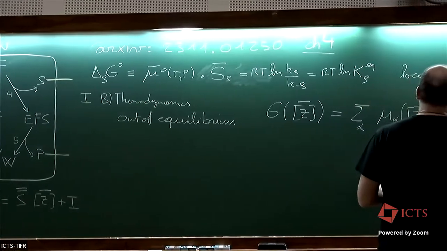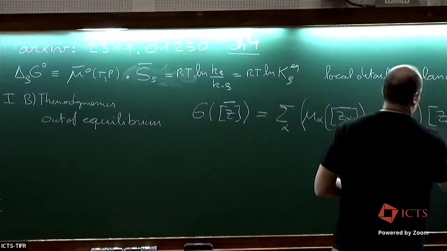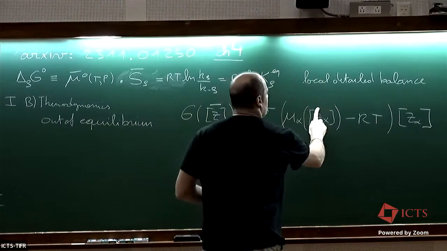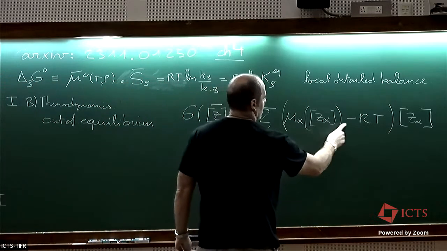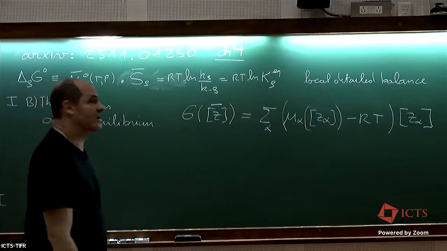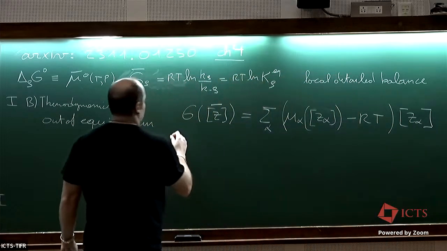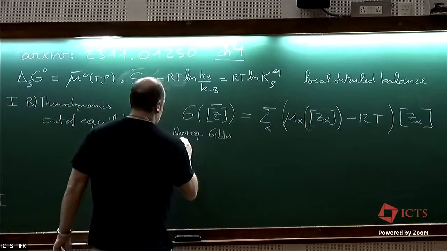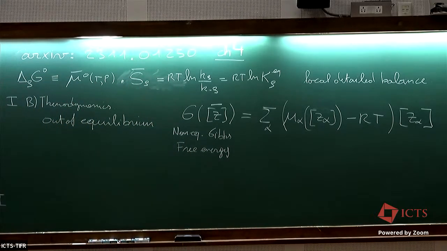This is the dependence minus RT times the concentration of Z. Okay, yeah, this is not a vector anymore. So this is what we got yesterday, but with Z eq, okay? And now I write it for any Z. And I'm saying this is my non-equilibrium Gibbs free energy. And we will rationalize this now. I already know that when Z is Z eq, it is equilibrium.